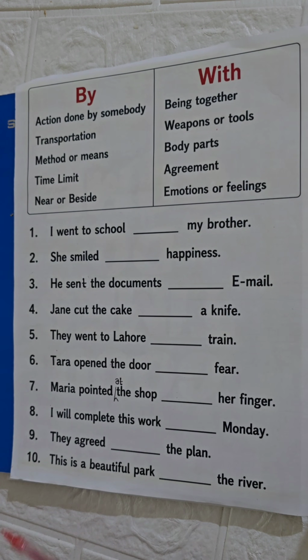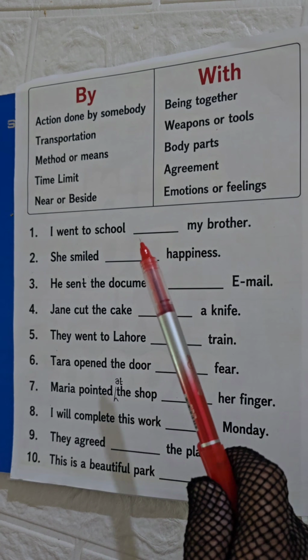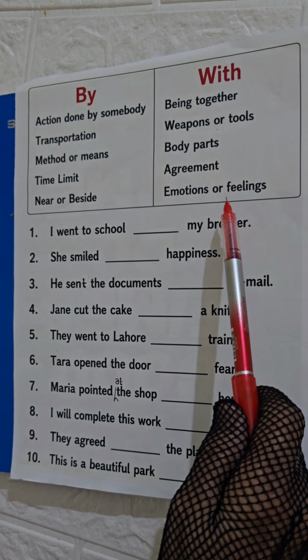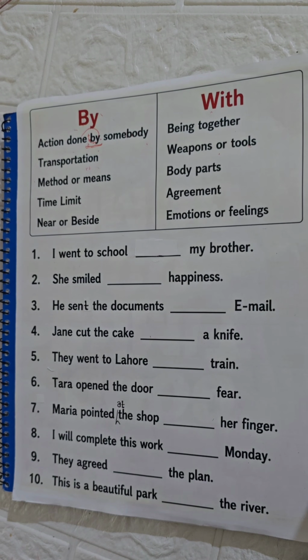Now, number five, emotions or feelings, which shows the feelings or manner in which something is done. For example, she spoke with confidence, or he smiled with happiness. As you have understood by and with, let's do the exercise.